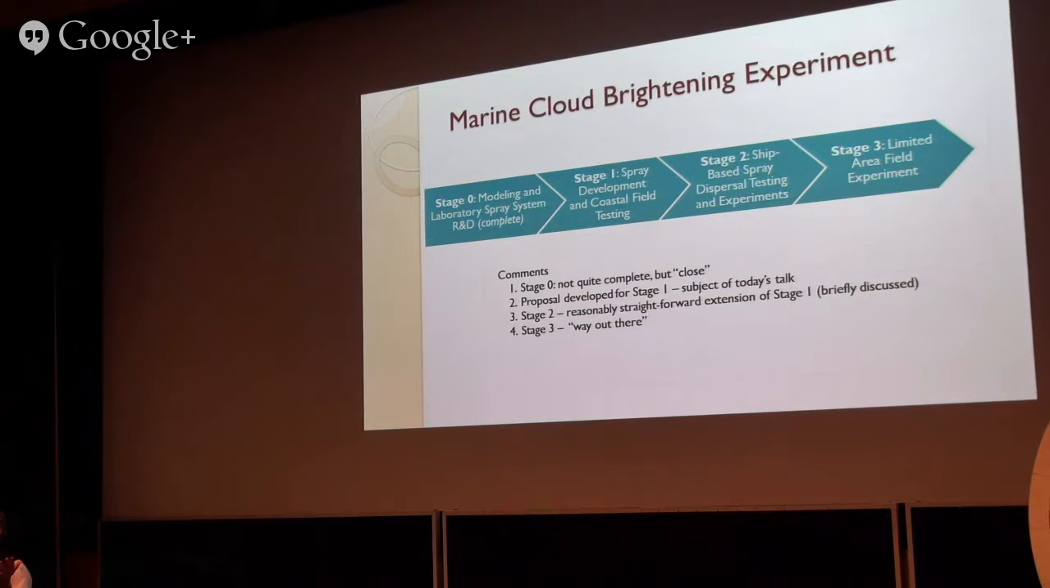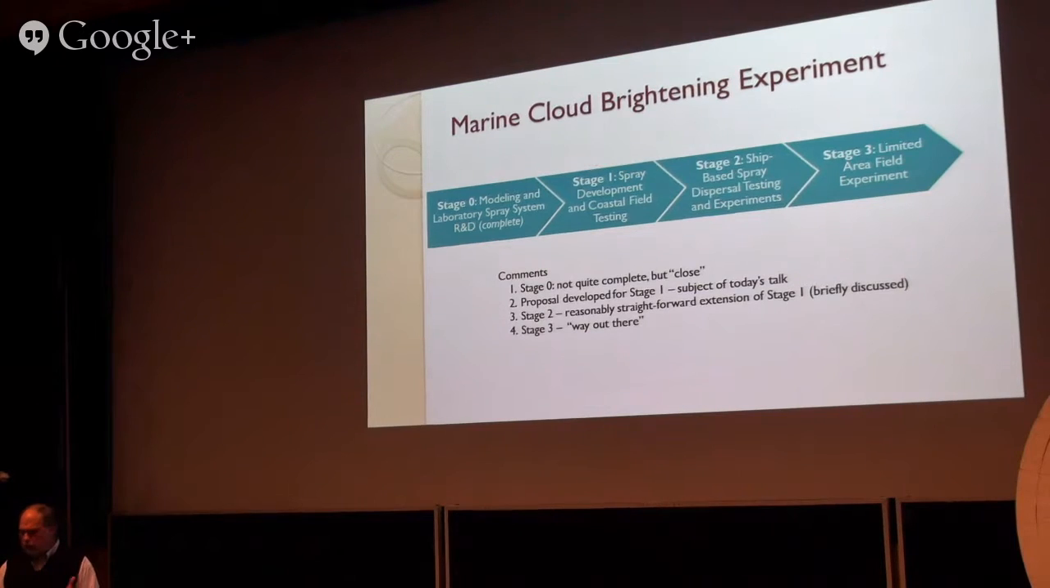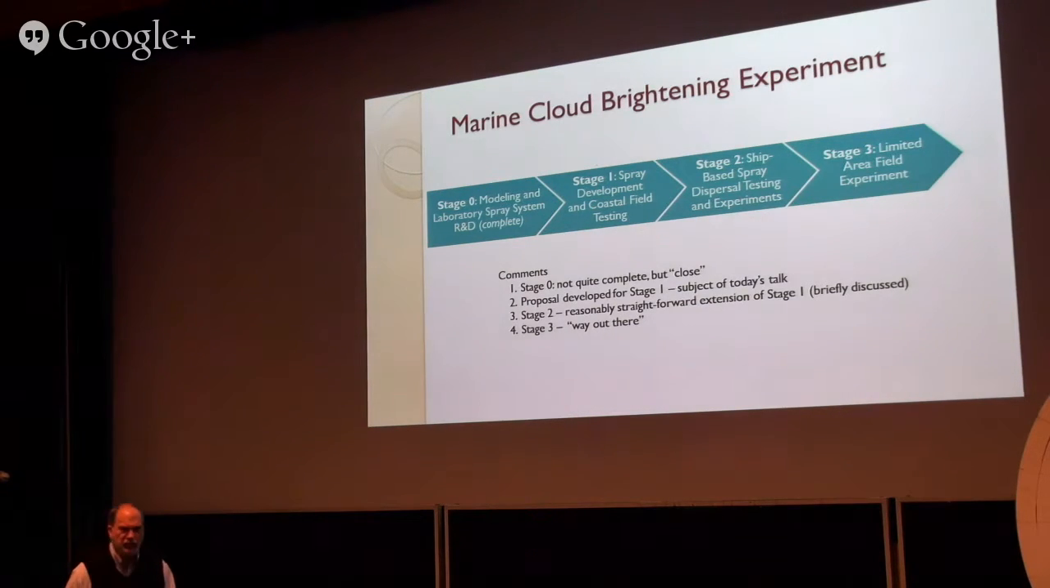So, let's think about what we would actually do to test these kinds of processes that I just laid out. And I put up a staged experiment here. Stage zero is a modeling laboratory spray system, and we've already done that pretty much, and I'll briefly discuss that. The next stage is to actually do a development of an external outdoor sprayer and field testing in a coastal environment. And that's really what I want to talk about today. It's a proposal that we have developed, and are currently looking for support.